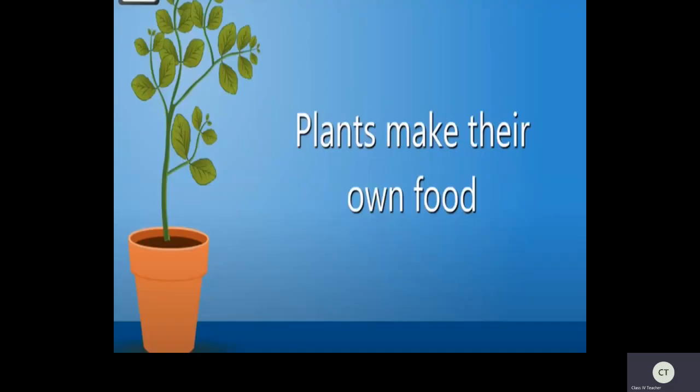Let us see briefly how the plants make their own food. See here, plants make their own food.